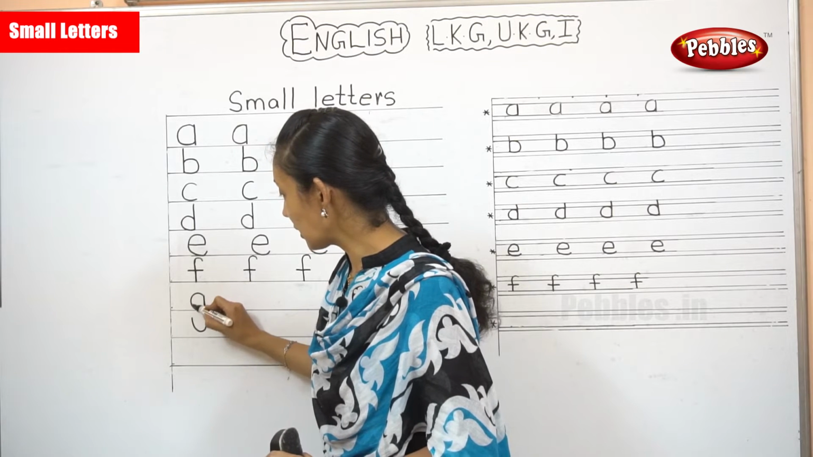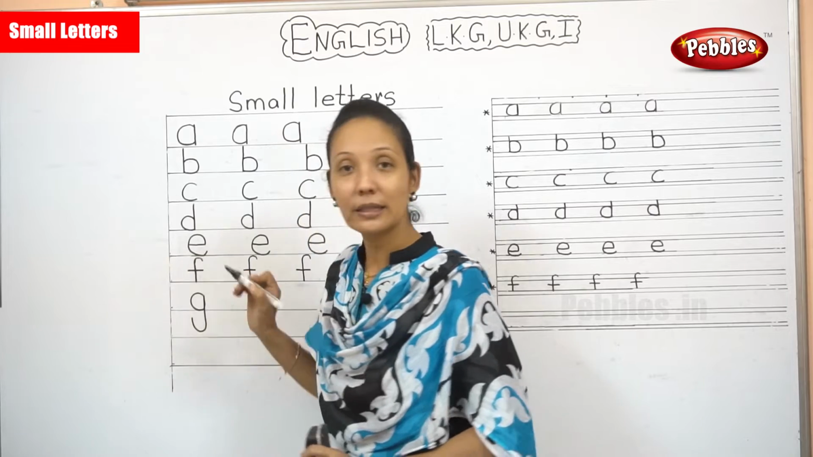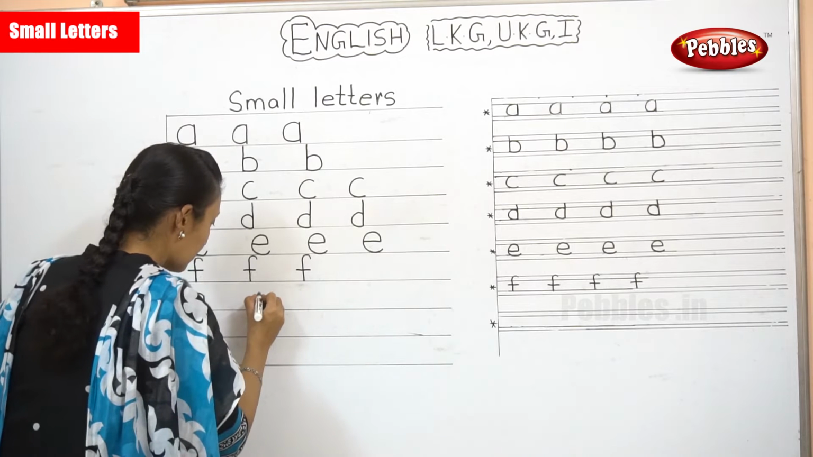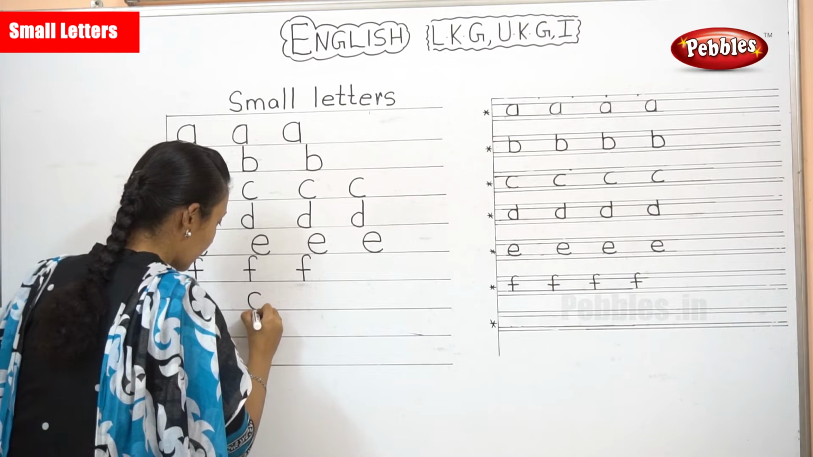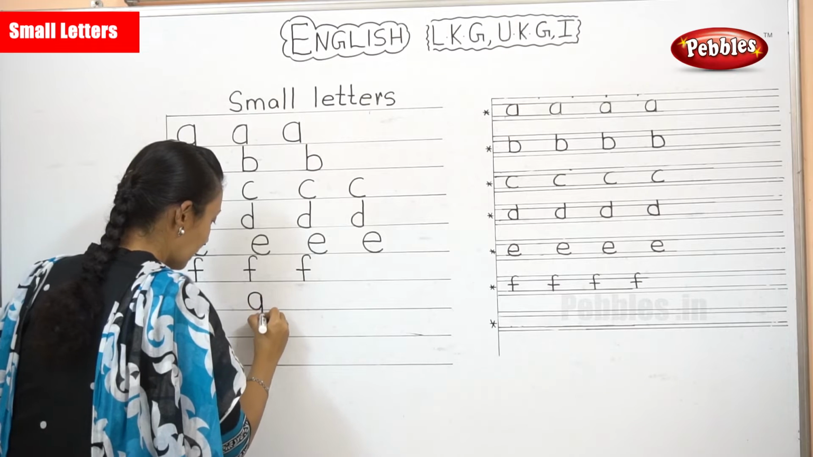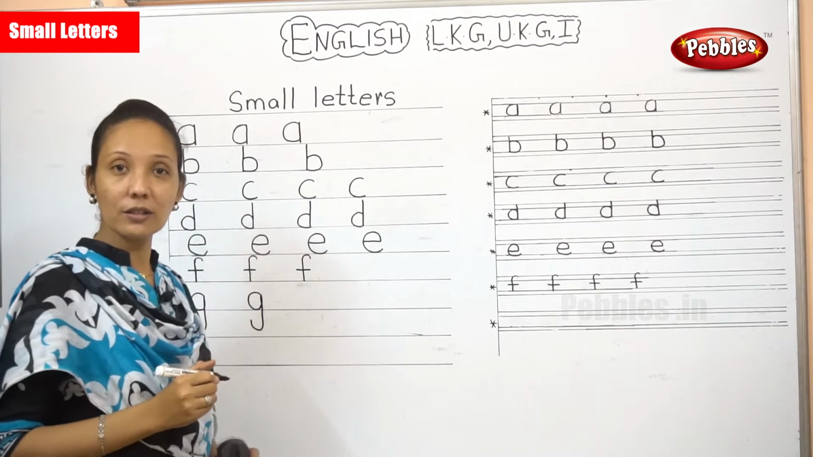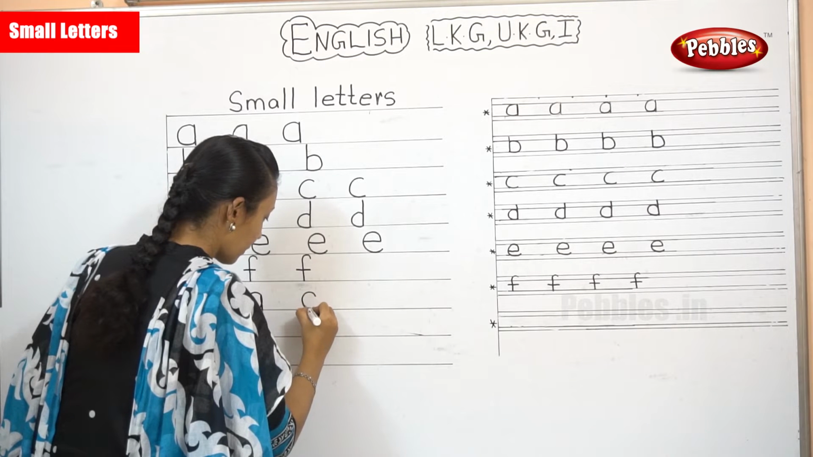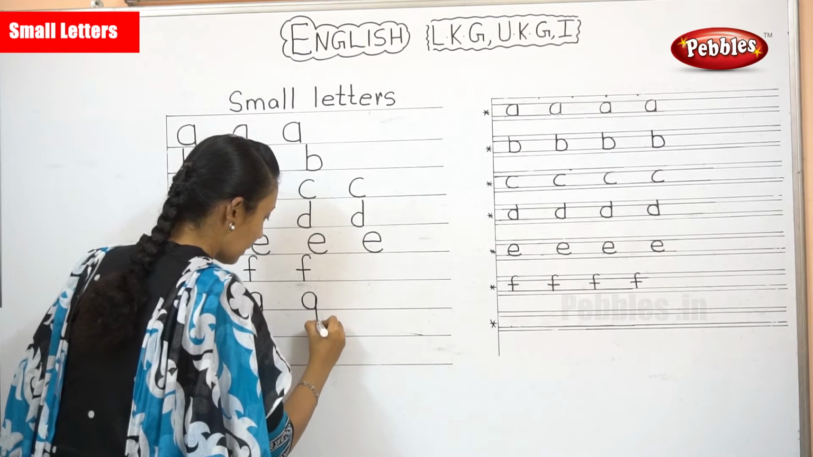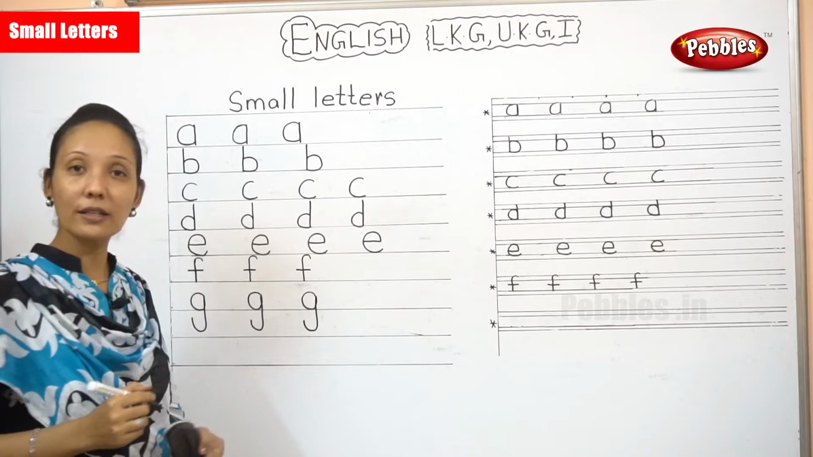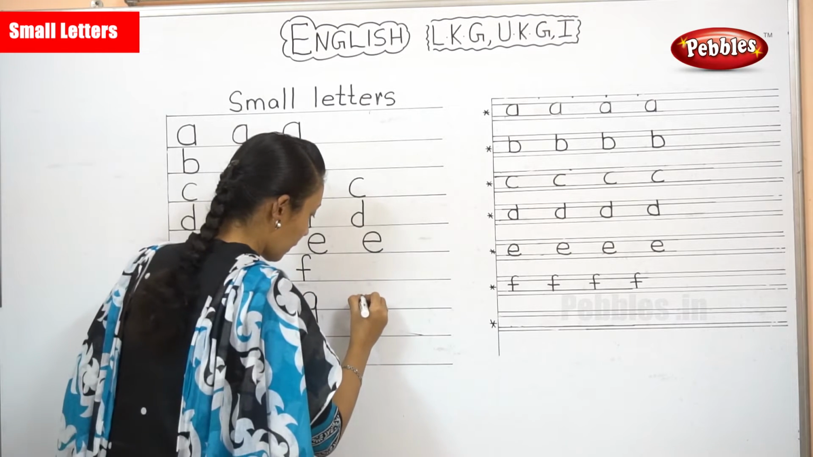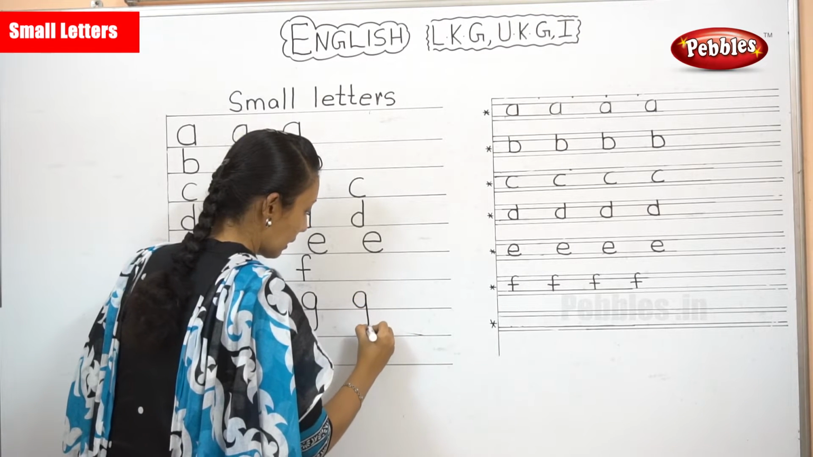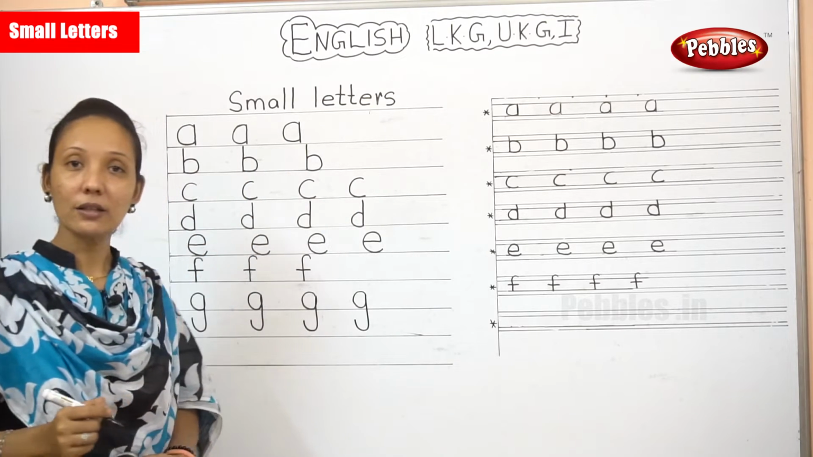You need to draw a curve and you come down. It's your small letter G. Okay. Again, a curve, go up, come down, small letter G. Again, a curve, go up, come down, small letter G. Once again, curve, go up, come down, small letter G.